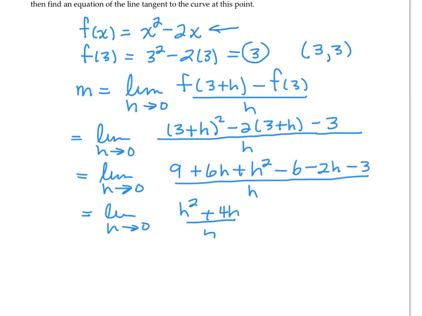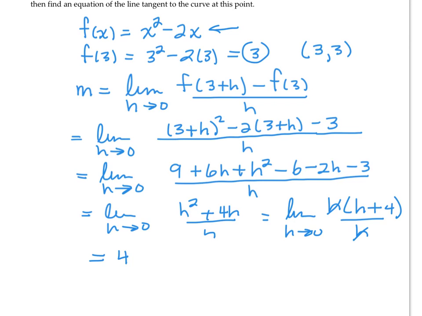What we can do now is factor the numerator. We can factor out h. We get h times (h plus 4). The factor of h in the numerator cancels the factor of h in the denominator. And as h approaches 0, we see that our limit is 4. So that's the slope of our tangent line.